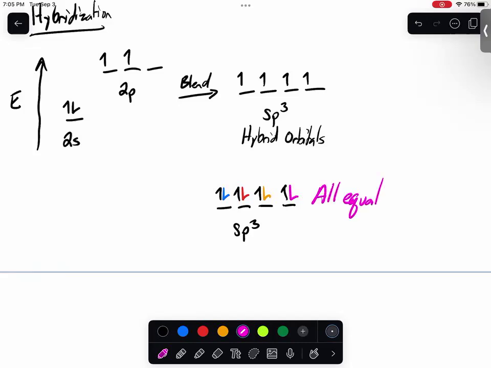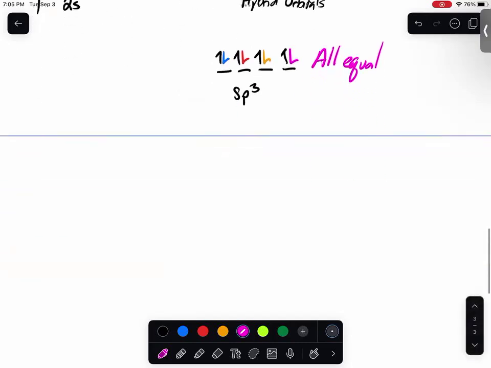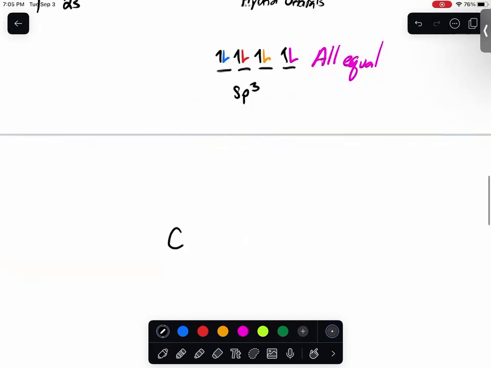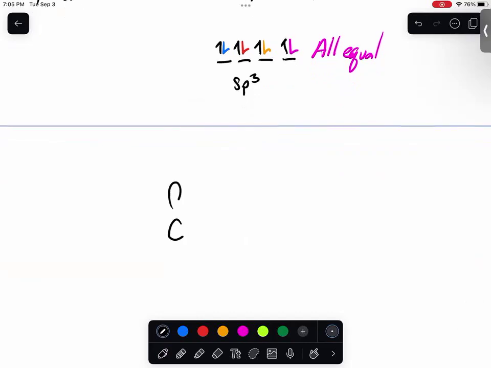So whenever we actually take a look at methane, here's what we're going to see. So we have our carbon, which is sitting in the middle, and then we have these new hybrid orbitals around it. And they look a little something like this whenever they're attached to the carbon. What you'll see in the book is they have them shaped a little bit like this.